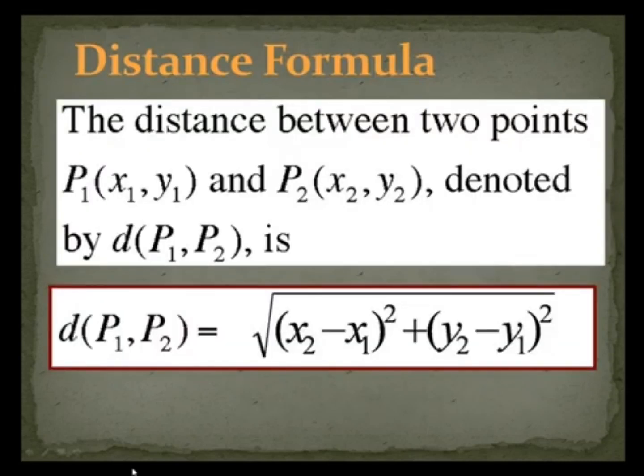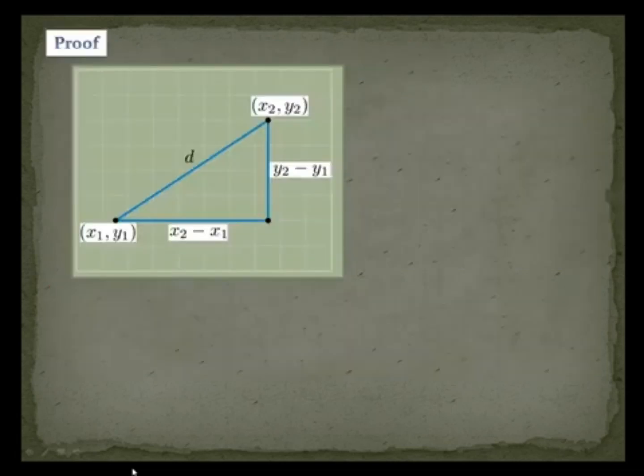The distance between 2 points, P1 and P2, denoted by d(P1, P2). And the d just simply means distance. Now you want to write this formula down because it's going to help you with your assignment, and you can also use it for the test. Let me show you a quick proof of how we come up with the distance formula.